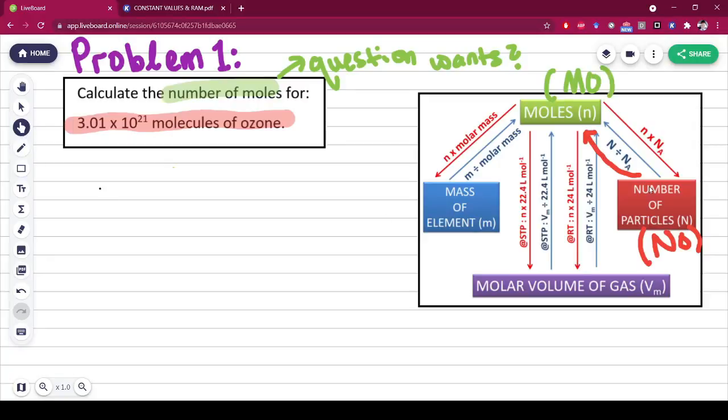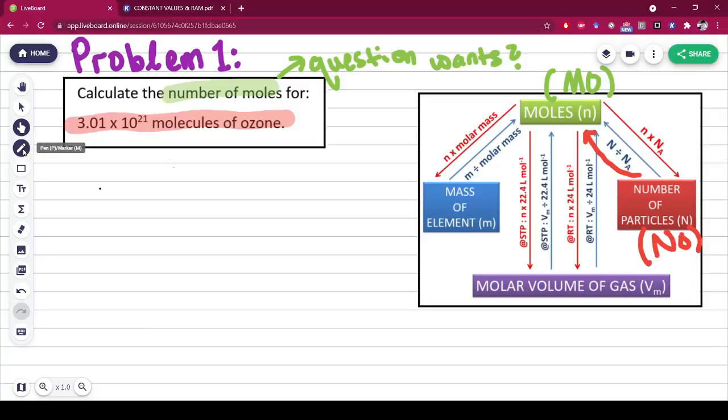And to get there, from number of particles, number of molecules of ozone, we have to take the Avogadro's constant. The number of particles, divide by the Avogadro's constant, then you should be able to get the number of moles of your ozone. It's very simple.